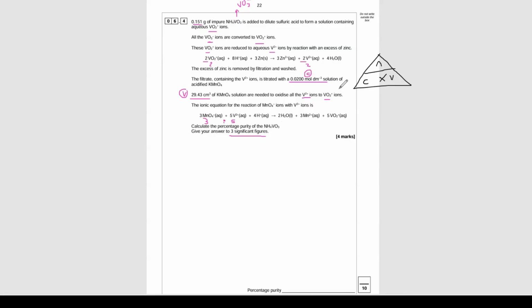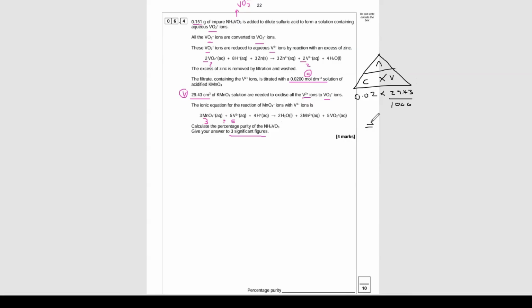So the first part, I want to do the concentration, which is 0.02, and I want to times that by 29.43. But remember, it's chemistry. We've got to use volumes in decimeters cubed, not centimeters cubed. And before I panic, I can get this, and I know that I'm on the scoreboard. I'm going to get some marks. So what do we get?